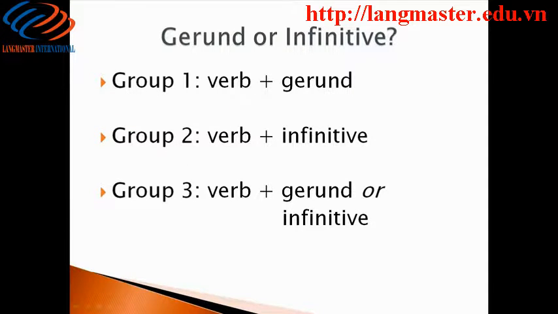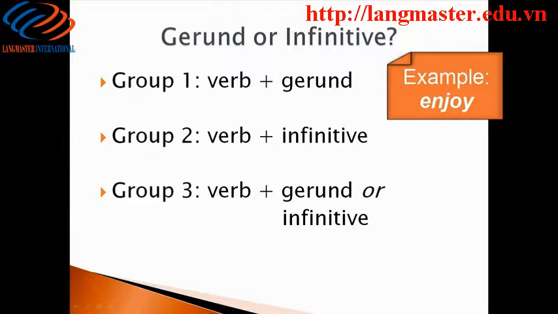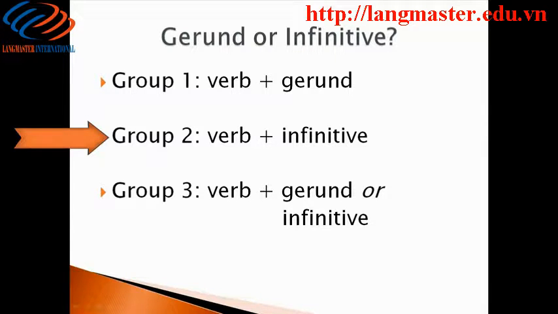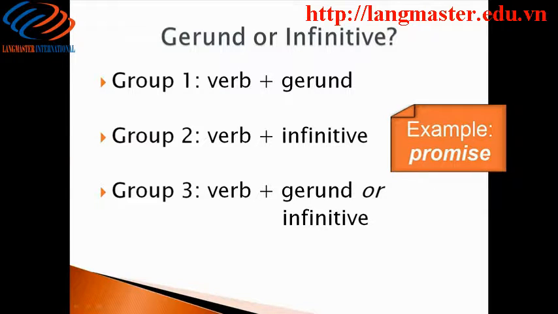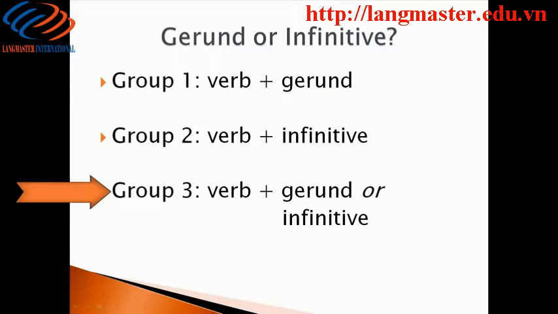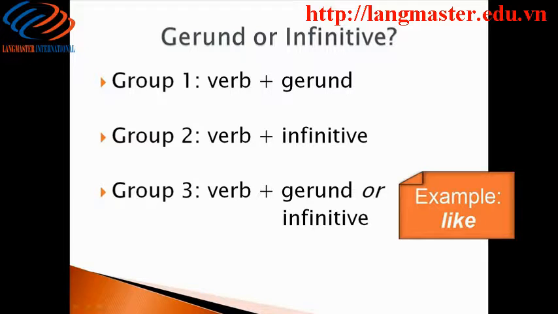To summarize, when we talk about verbs that take an object, we have three groups. In group 1, verbs can only be followed by a gerund. Example, enjoy. Enjoy preparing. In Group 2, verbs are only followed by an infinitive. For example, promise. Promise to turn. In Group 3, verbs can be followed by either a gerund or an infinitive. Example, like. Like making, like to make.